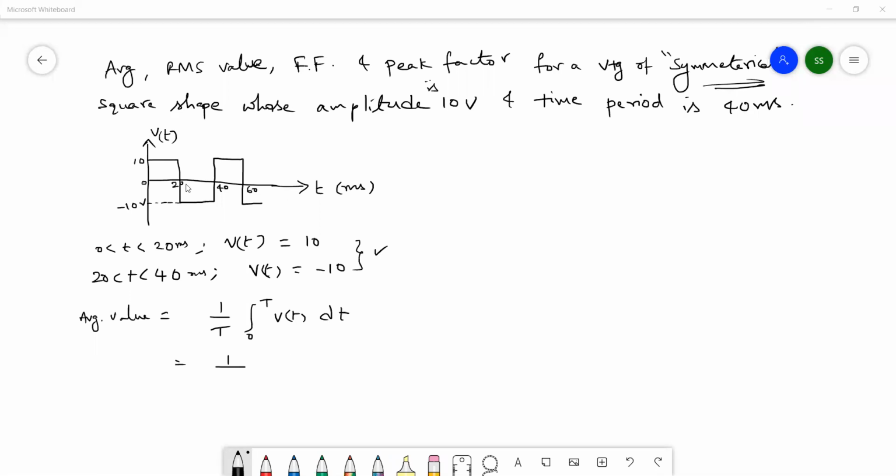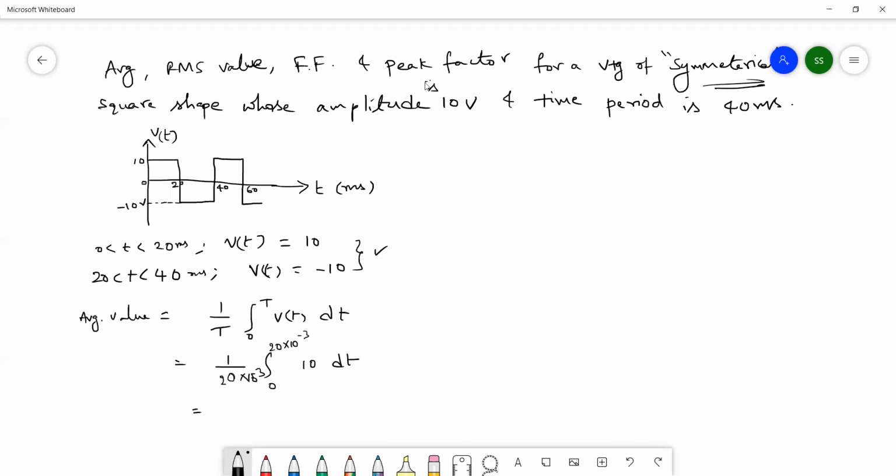So 1 by T, this is a symmetrical square shape. They clearly mentioned symmetrical, therefore we can calculate the average value for half cycle only. Half cycle means up to the 0 to 20 milliseconds time interval, so your time period is 20 milli, that is 20 into 10 to the power of minus 3. Integral 0 to 20 into 10 power minus 3, v of t value is 10, dt.